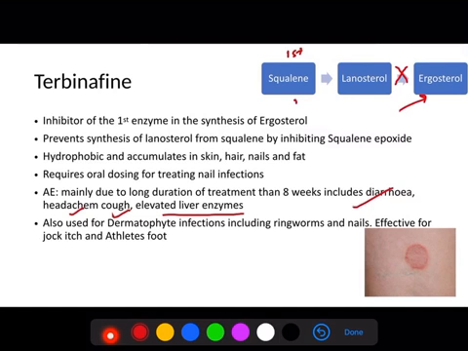Terbinafine can also be used for dermatophyte infections, including ringworms and nails. It is also effective for jock itch, which is a rash on the skin, and athlete's foot.